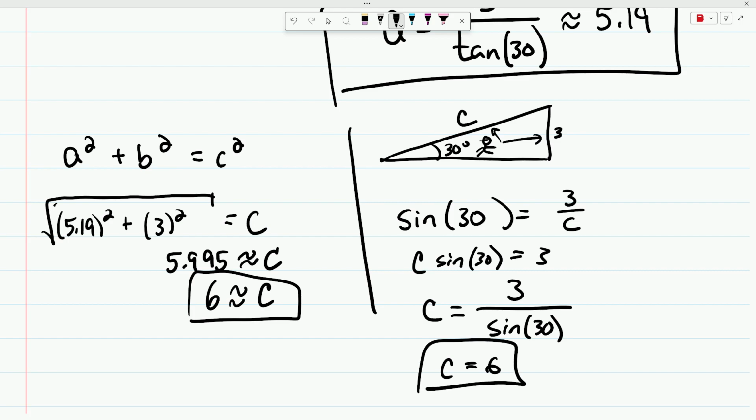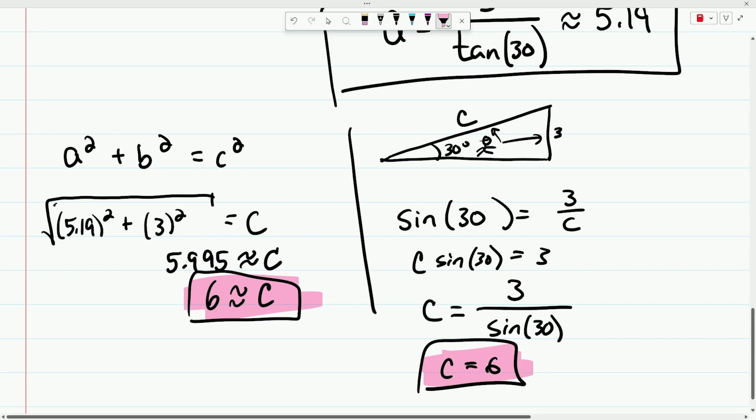So you can clearly see the difference here in methods. If I use an approximated number, I'm going to get an approximated answer. If I use exact values from the problem, I get exact answers, which is exactly what I wanted. Okay?